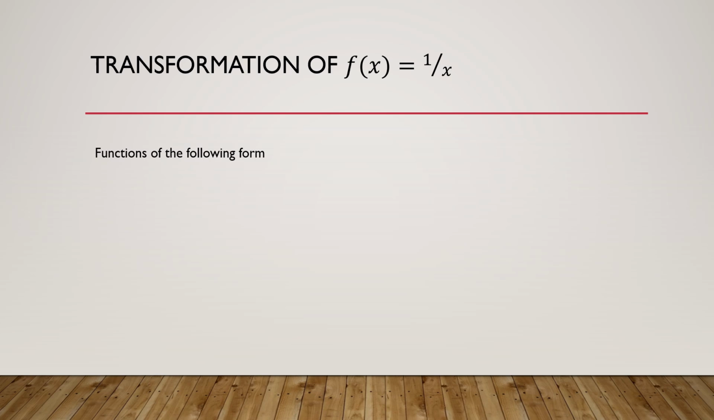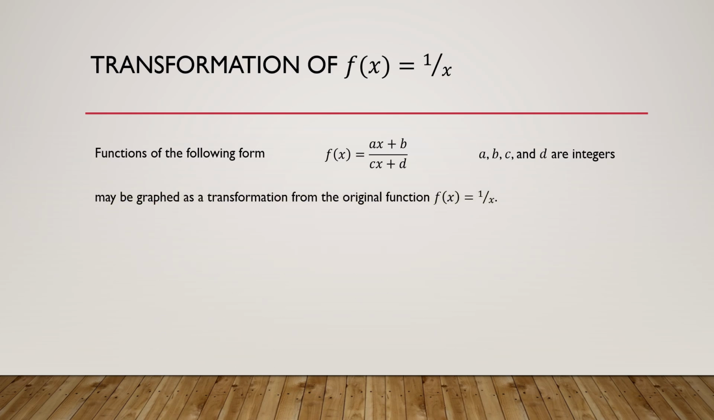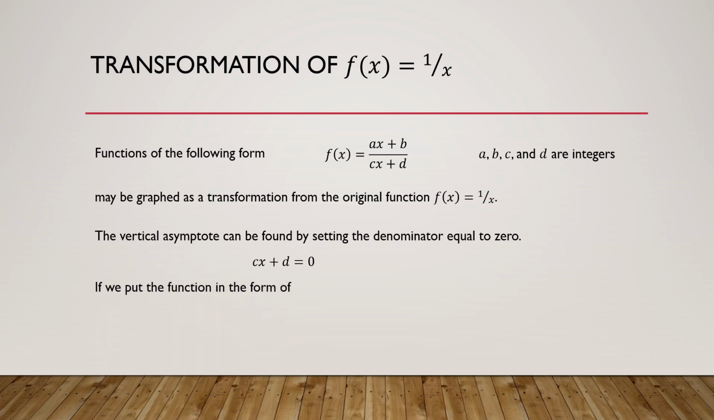Functions of the form f of x is equal to ax plus b over cx plus d, where a, b, c, and d are integers, may be graphed as a transformation from the original function f of x is equal to 1 over x. In this case, a vertical asymptote may be found by setting the denominator equal to 0. We then put the function in the form a plus b over cx plus d. In this form, a represents the horizontal asymptote because b over cx plus d approaches 0 as x approaches plus or minus infinity.